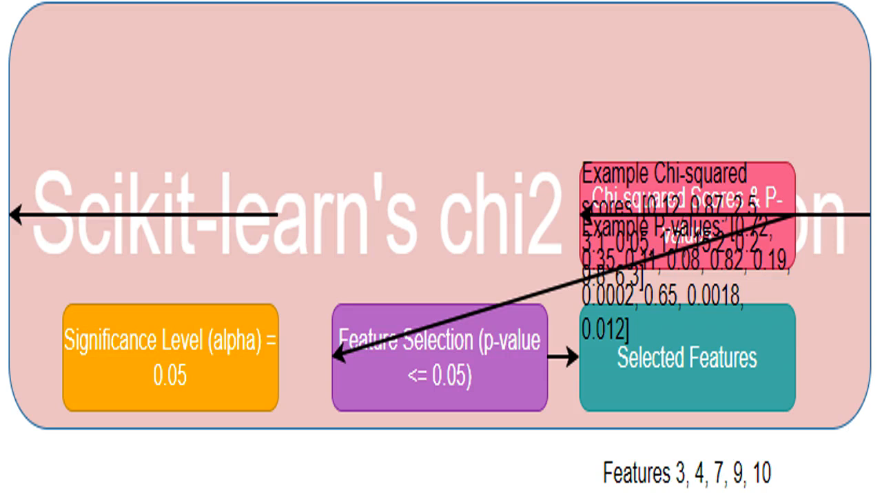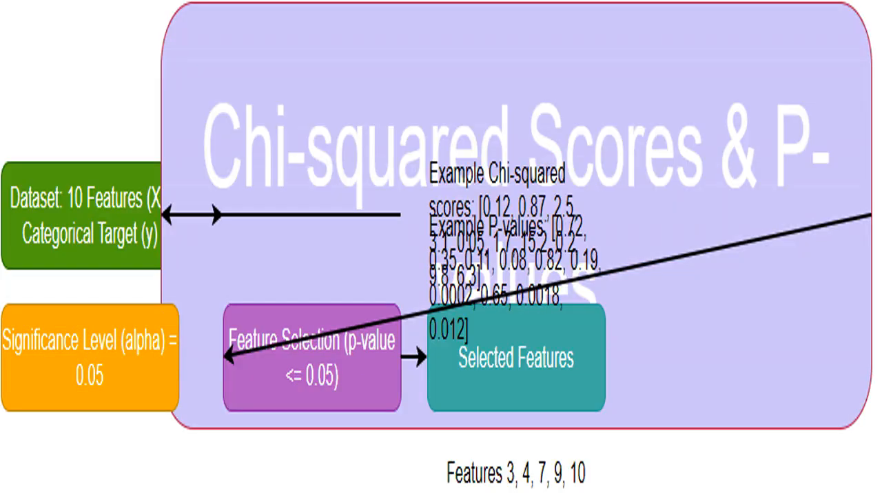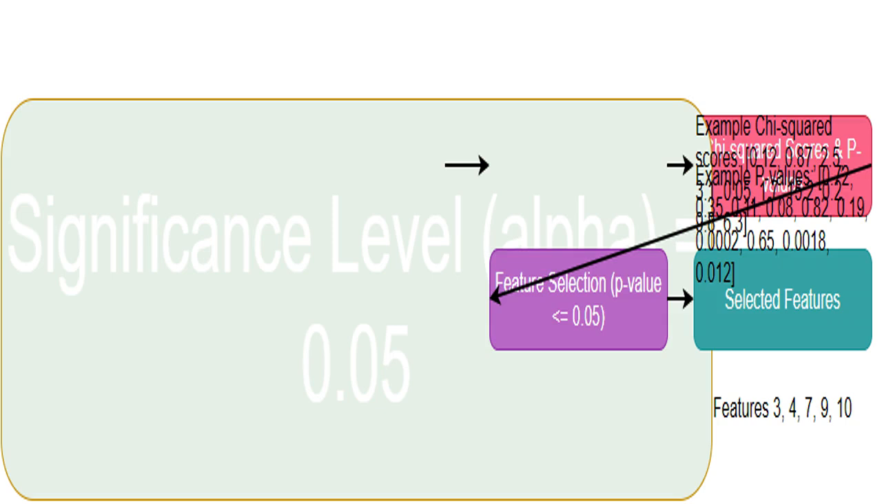To perform this analysis, I use a handy function called chi2 from the Sklearn library in Python. It's like a pre-built tool that does the heavy lifting of the chi2 calculations. The chi2 function gives me two things. Chi2 scores, which show the strength of the relationship between each feature and customer churn, and p-values, which help me decide if that relationship is statistically significant. I set my significance level, alpha, to 0.05. This means I'm willing to accept a 5% chance of being wrong when I conclude there's a relationship.